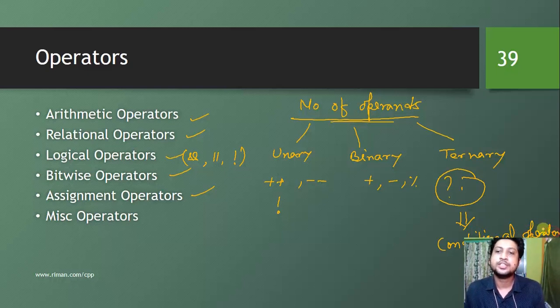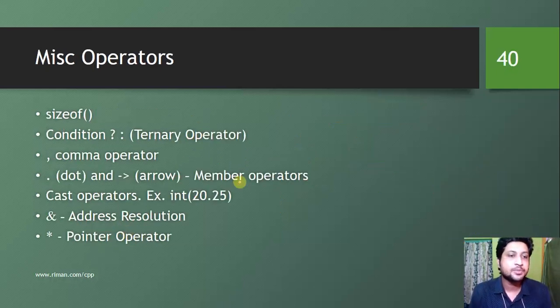So the ternary operator has three different operands, and this ternary operator works on three different operands. So we are going to talk about these miscellaneous operators. There are some special operators available in C++.